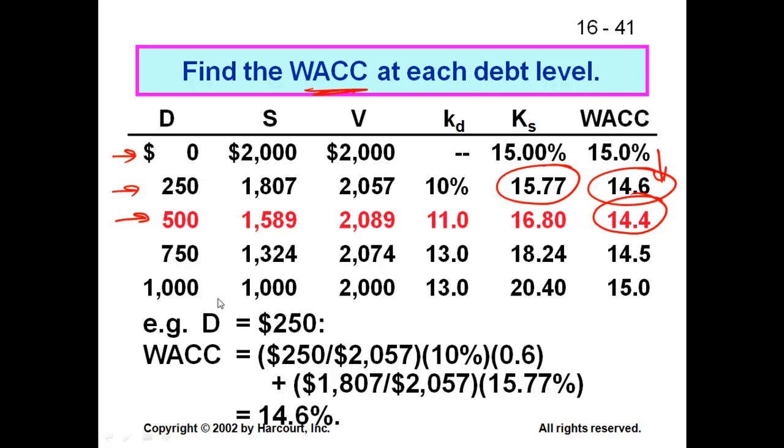And at a debt of 500, the WACC comes down to 14.4. And as we then increase our debt further, notice that WACC now starts going up. So again, hammering in the fundamental point, the value of a firm is maximized when WACC is minimized. So at the optimal capital structure, value will be maximum and WACC will be minimum. The two sides of the same coin.